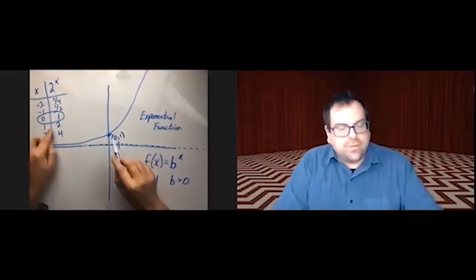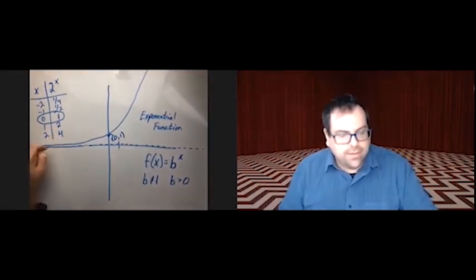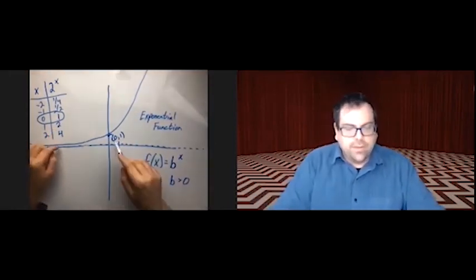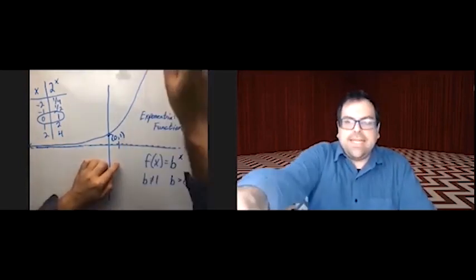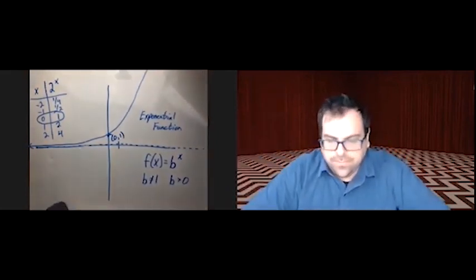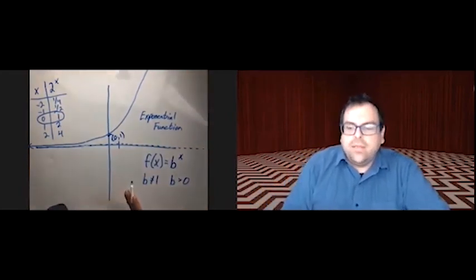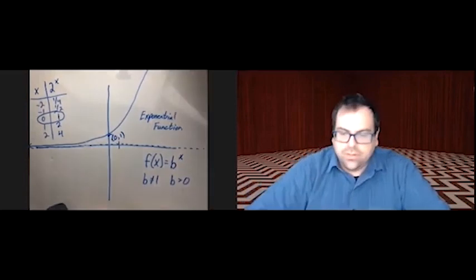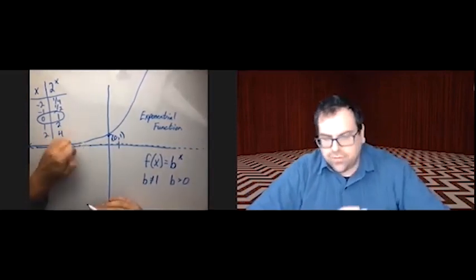To the right of 0, the positive numbers, they're going to get bigger and bigger more and more quickly: 2, 4, 8, 16, 32, 64. The larger the number we're putting in for the exponent, the even larger the y value. Exponential function.